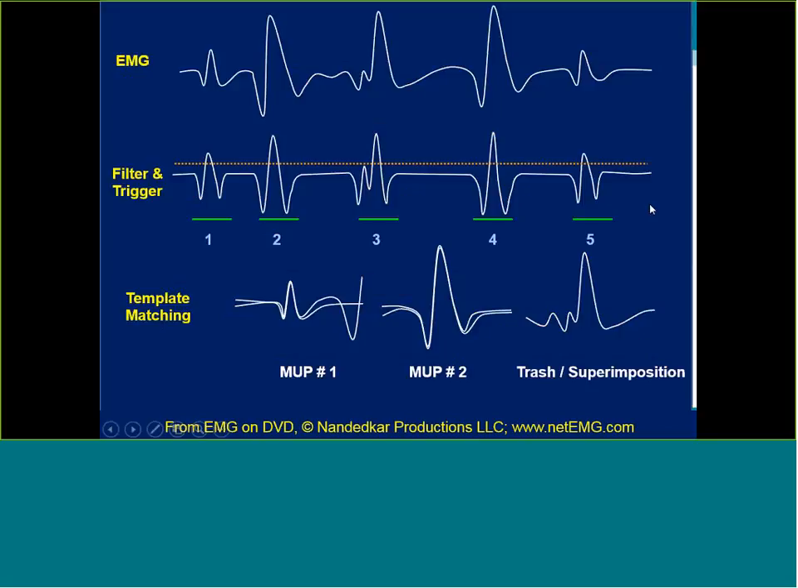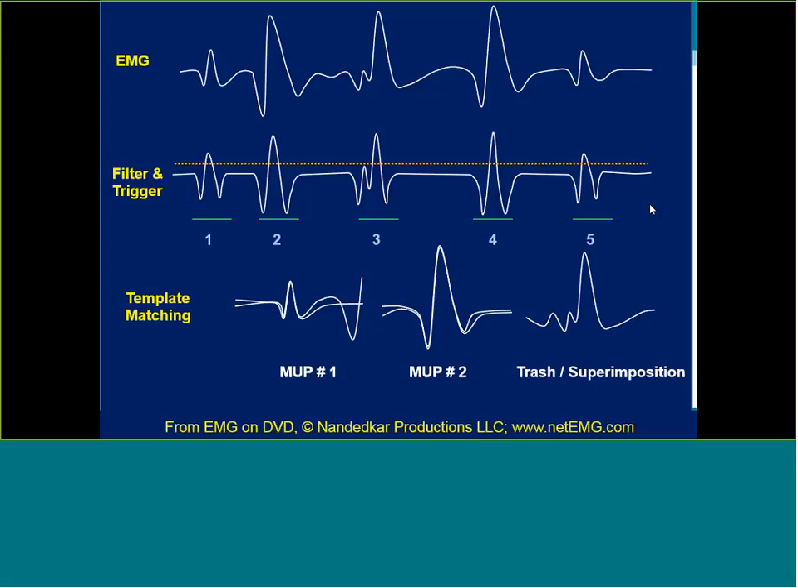Now, let's look at multi-motor unit analysis. As I indicated, the concept behind multi-motor unit analysis is to support your subjective assessment. So whatever signals that we see on screen, we want to be able to analyze them quickly so that we can appreciate and interpret them better.